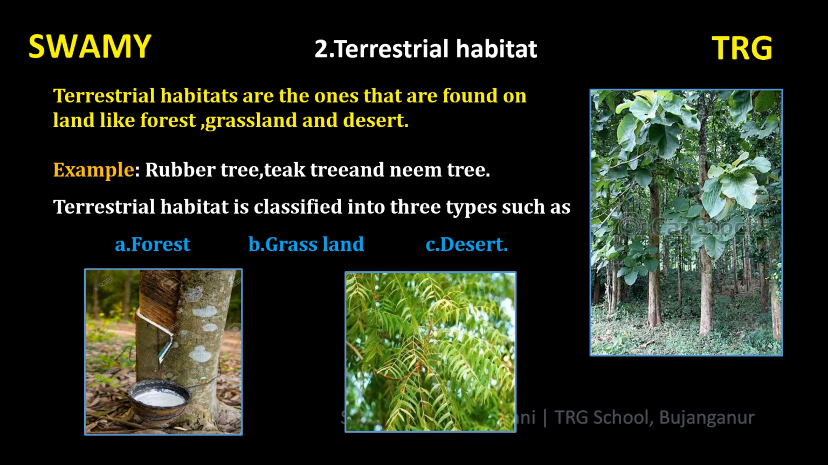Terrestrial habitat includes man-made habitats like farms, towns and cities. Forest, grassland and desert are natural terrestrial habitats. But some man-made habitats are also terrestrial habitats, like farms, towns and cities. Terrestrial habitats can be as big as a continent or as small as an island. They make up about 28% of the entire world habitat.